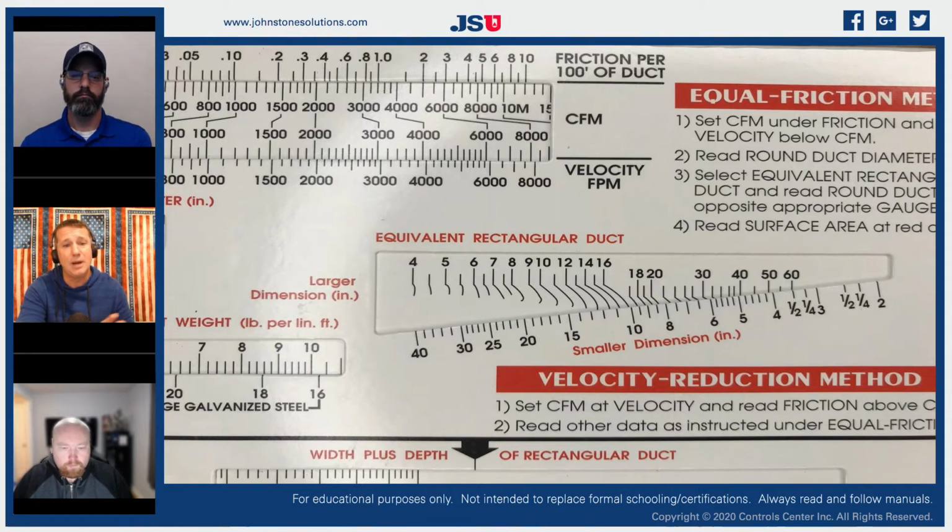So if I'm looking at my rectangular duct, that exact same unit would give me an 8 by, if I look at that, I'm slightly underneath 22. So I would have to go with an 8 by 22. But I could also make other dimensions out of this.